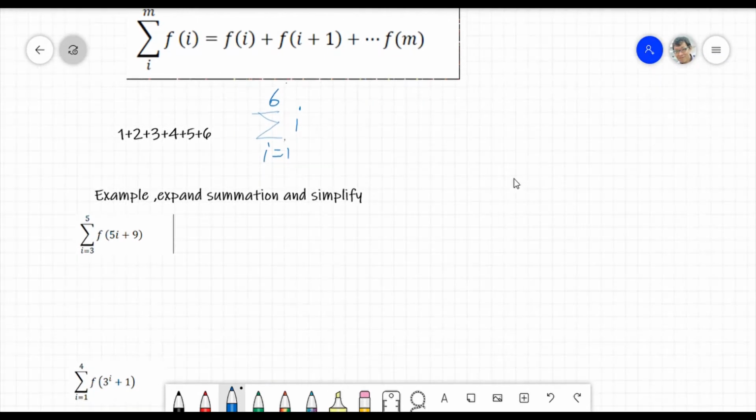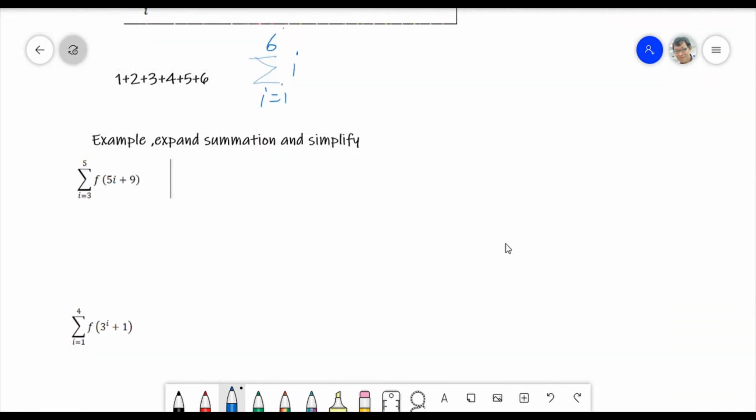Let's see some examples. First, the example asks you to expand the sigma notation and simplify. Simplify means to reduce this summation to the easiest and clearest expression. So first, let's analyze. This one is a plus, and the i starts from 3 until 5: 3, 4, 5, so totally we have 3 elements in the summation.